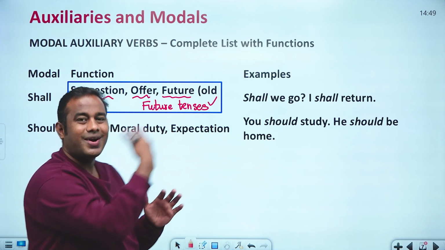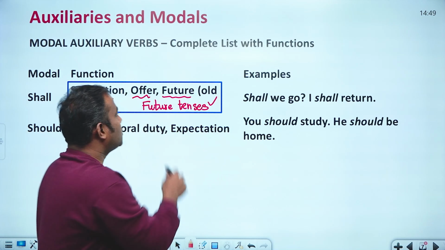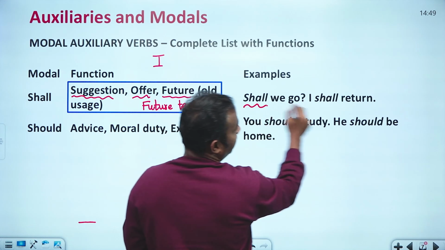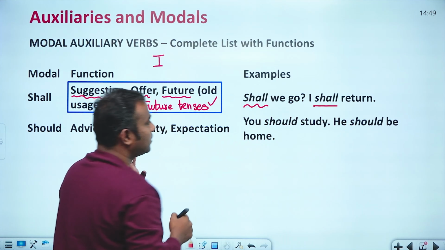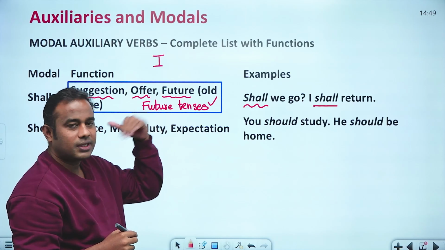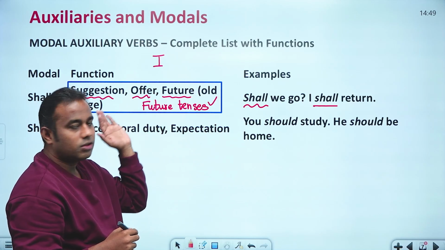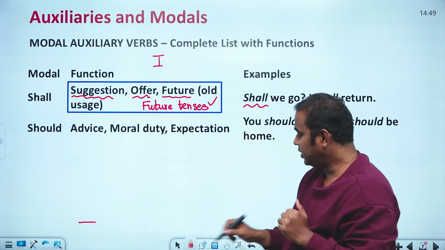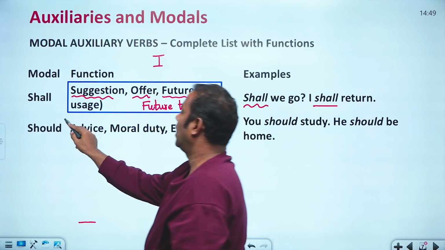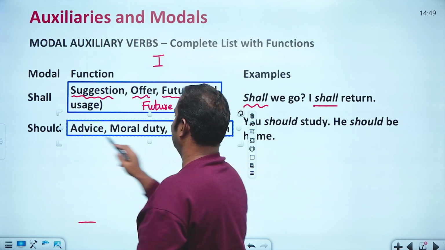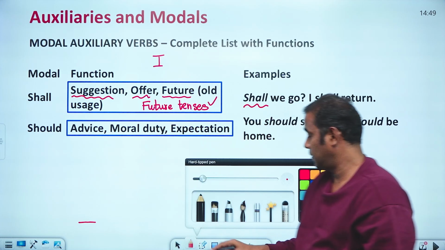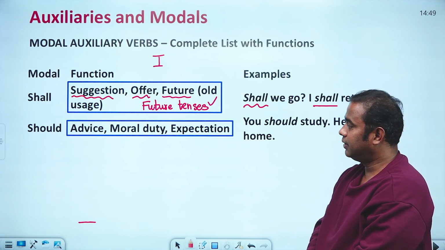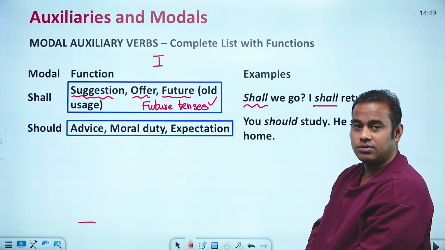When you don't know what is going to happen, at that time you use it. I shall come, shall we go, I shall return. So for suggestions, offers, and future that you want to express, in all those places we will be using shall. Whereas should is used whenever there is advice, moral duty, expectations. All those things we'll be using should.